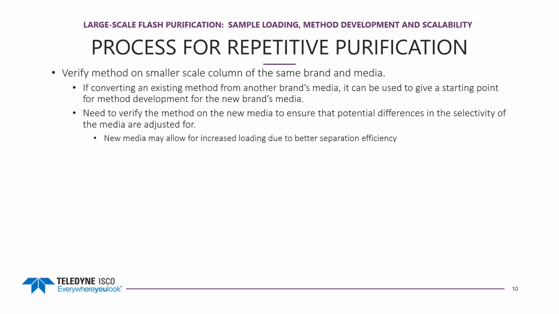If we're converting an existing method from another brand's media, we probably need to verify that it works on the new brand's media, that there aren't any differences in the chemistry of the stationary phase, and make sure there aren't any changes that we need to modify. But it does give you a starting point. The next thing you need to do is verify the method on the new media, so we would run that on the new column, and we would ensure that any potential differences in selectivity are adjusted for. With the new media, especially if you're moving to the REDISEP gold material because of its smaller particle size and spherical particle shape, this may allow for increased loading because you have better separation efficiency and resolution.